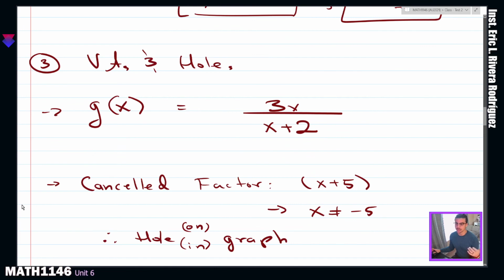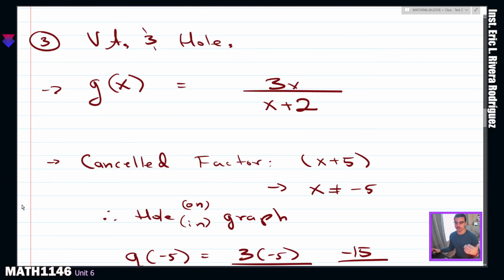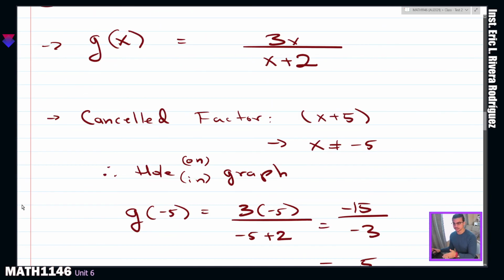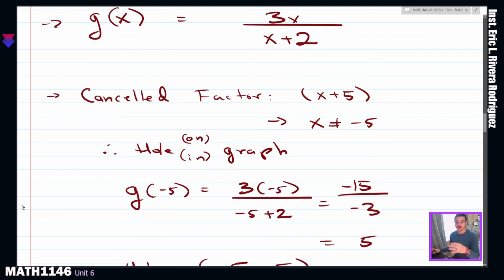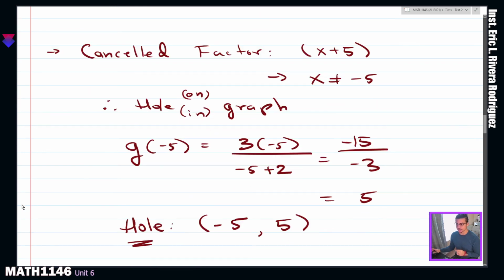A hole, we know that we are going to get a hole for any cancelled factor. The cancelled factor of the denominator here was x plus 5. The restriction, or the 0 of that linear factor, is x equals -5. So that restriction of x can't be equal to -5 now becomes a hole in the graph, because we can evaluate -5 in the simplified version. In the simplified version, we can plug in -5 into x and we get a y value. Hence, we have the location of a hole.